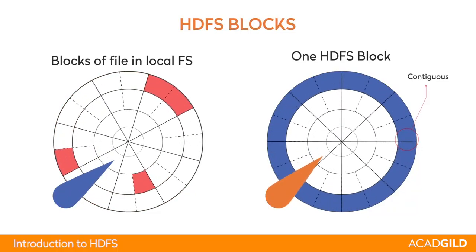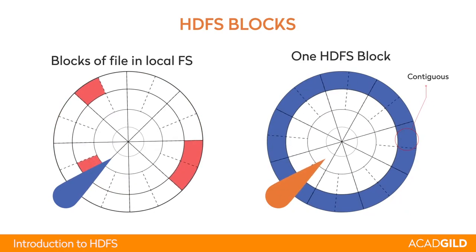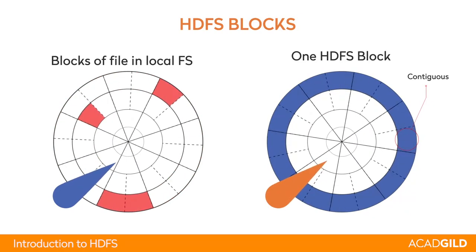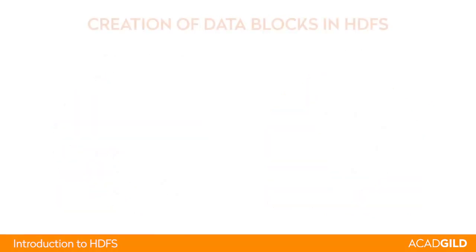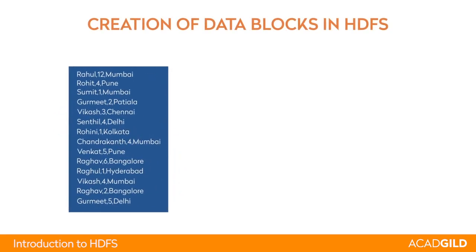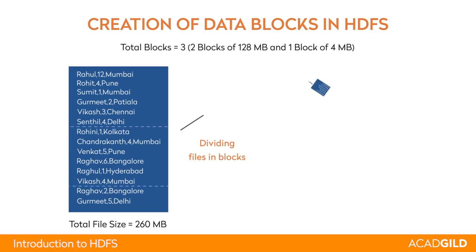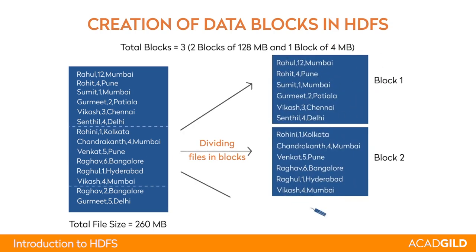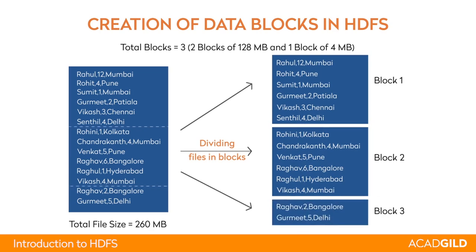So we have a graphical representation to show you how the blocks are stored. Suppose we have a file with some data like employee name, experience, location. The data we need not worry about. The size of the file is 260 megabytes. If the block size is 128 megabytes, it will be decomposed into 3 blocks, where 2 blocks will be 128 MB and 1 block will be 4 megabytes. So these are the 3 blocks of the file.